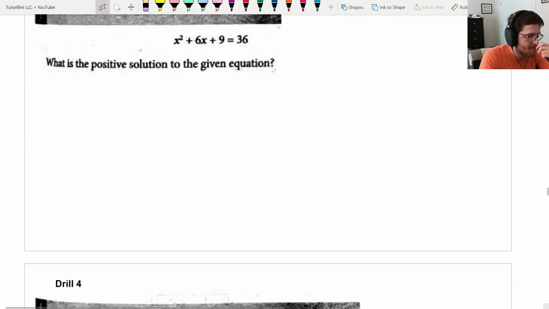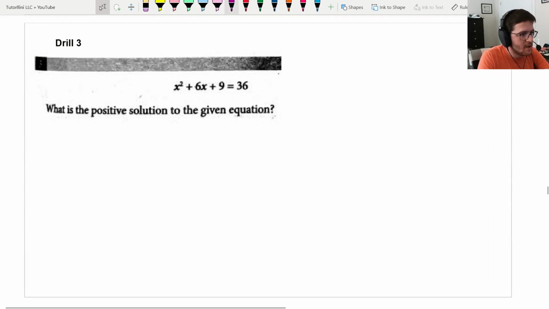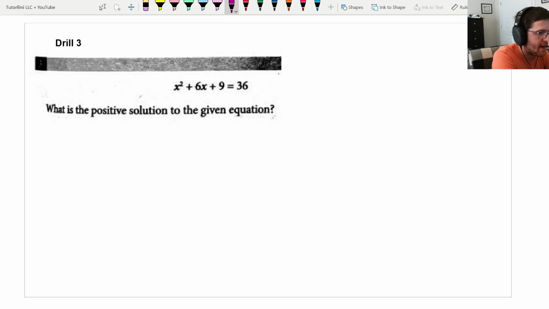Great, let's keep going. Okay, so first thing, because I have x squared, x, and a constant, I got to get it all to one side. So I'm going to subtract 36 from both sides. And we should get x squared plus 6x, 9 minus 36, what is that? Negative 27.